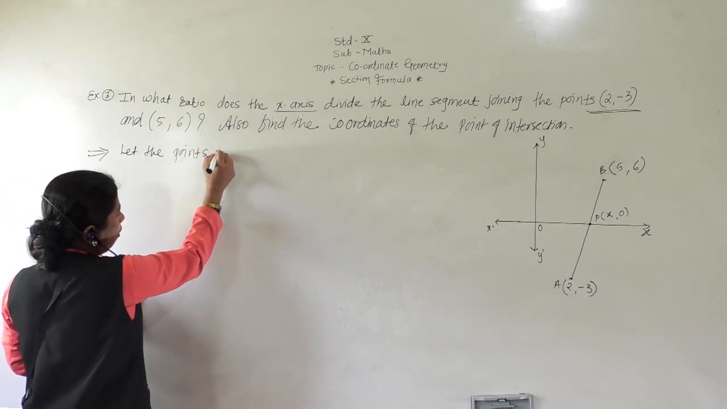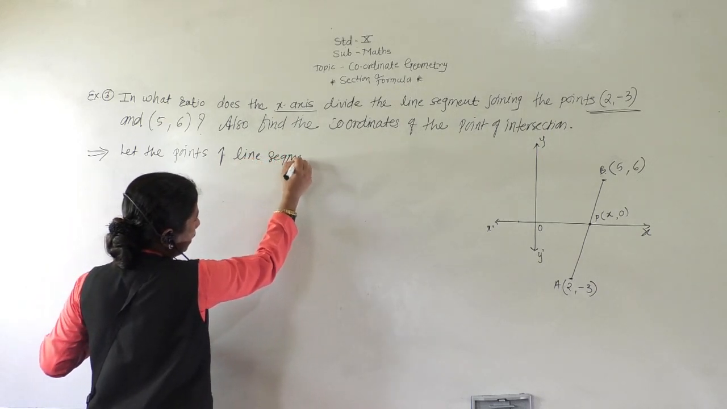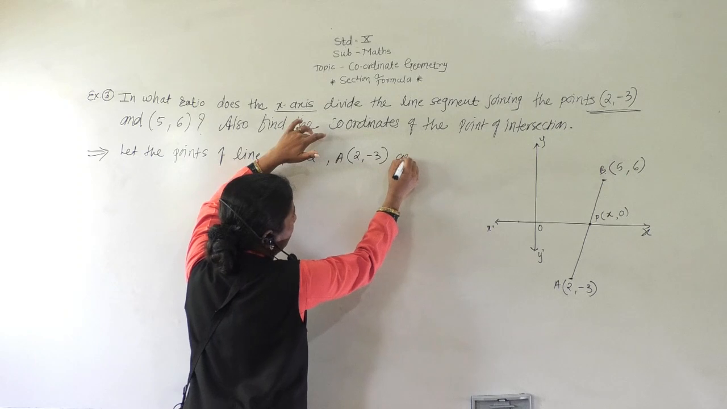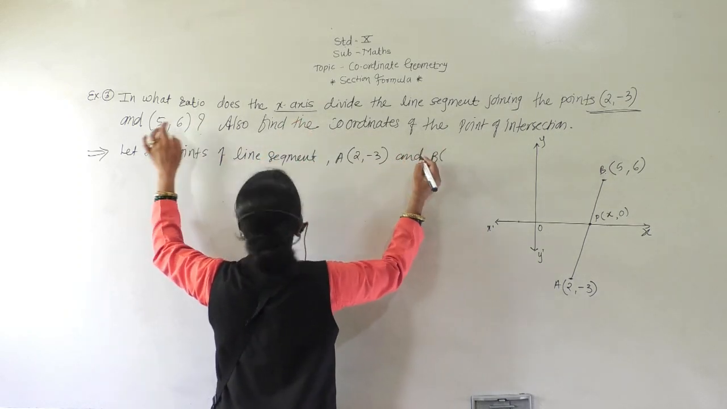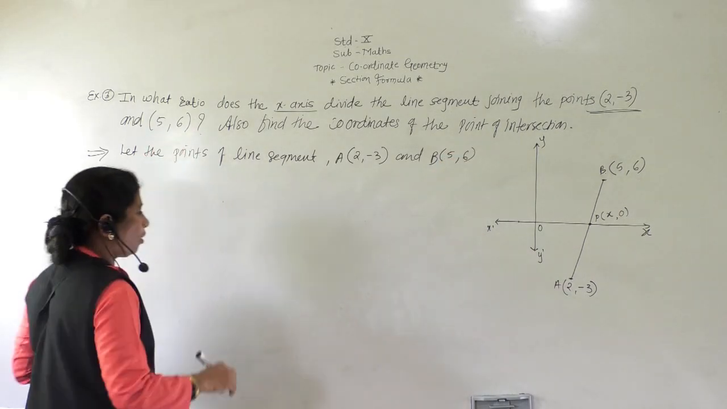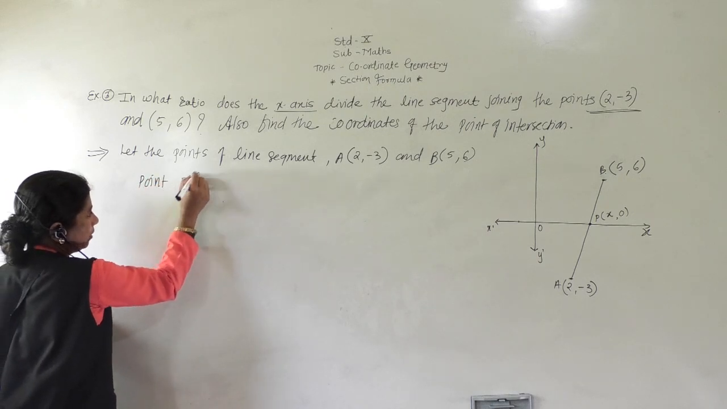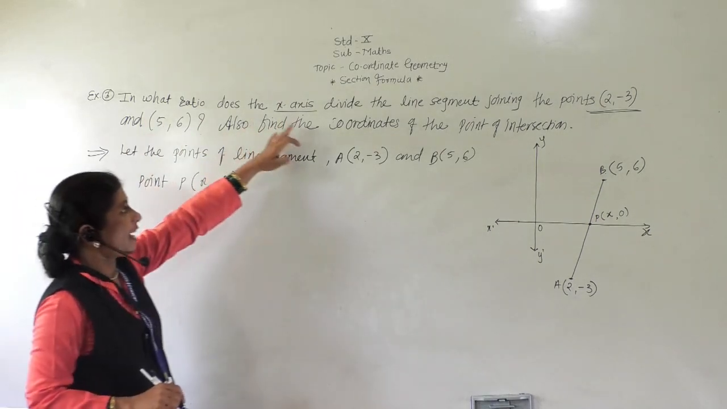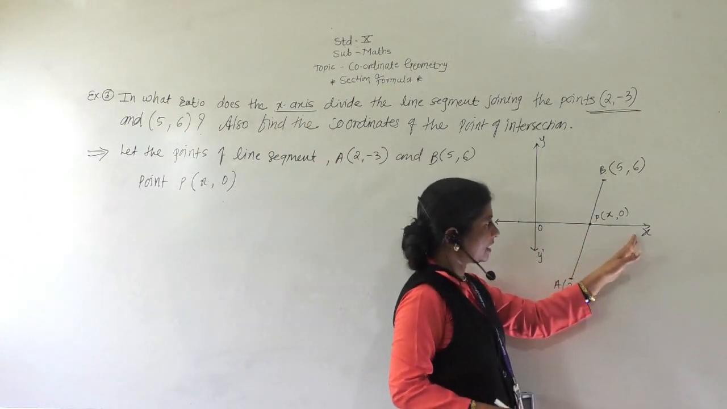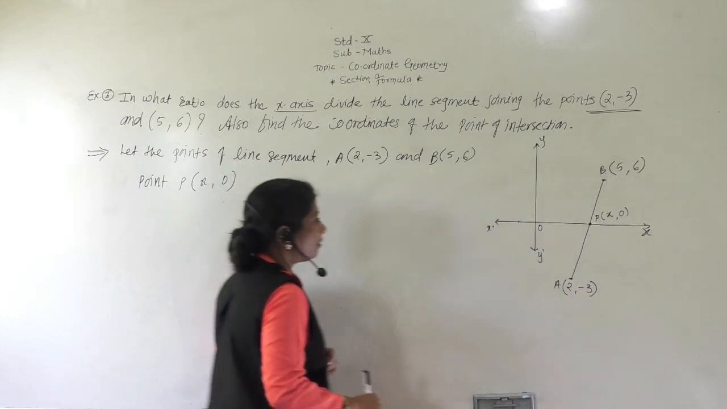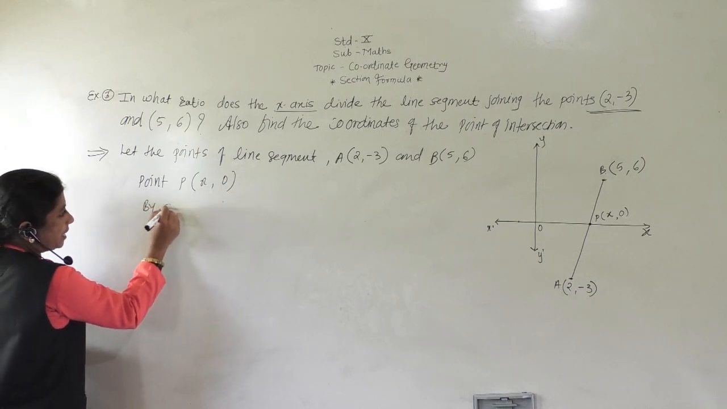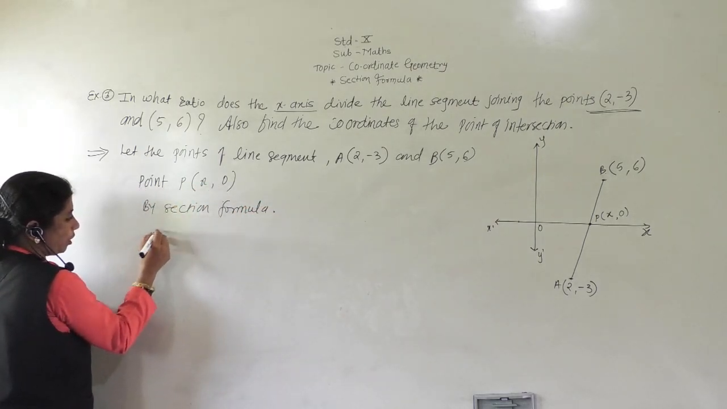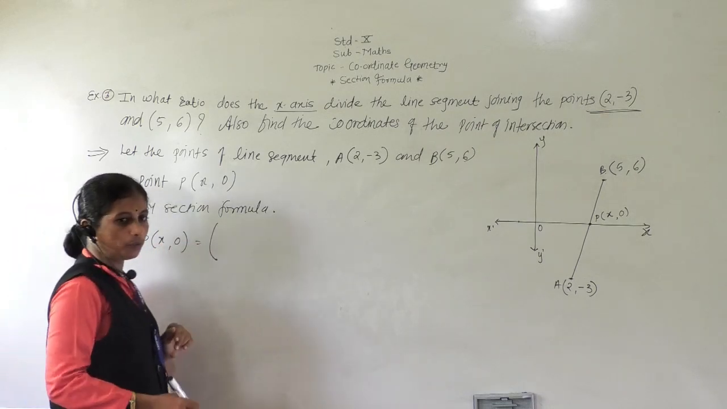So here let the end points of this line segment be A, 2, -3 and B, 5, 6, and the point P has the coordinates x, 0. Correct? Because the x axis divides it, right? So this x axis divides this line segment. Now we will use the section formula. So P of x, 0 equals, what is the section formula?